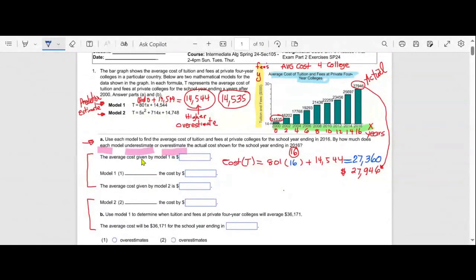So we write here: the average cost given by model 1 is 27,360. Model 1 underestimates the cost by how much? If you subtract this from this, what are you going to get? Yes, let's use the calculator.